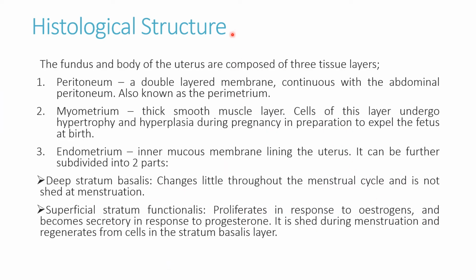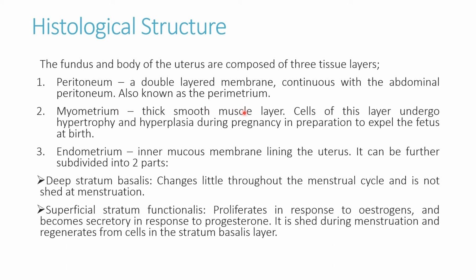So far we have seen the gross anatomy. Now let us see the microscopic anatomy or the histological structure. The fundus and the body of the uterus is composed of three tissue layers: peritoneum, myometrium, and endometrium. The peritoneum is a double-layered membrane. It is otherwise called a perimetrium. The peritoneum that covers the fundus and the body of uterus is called a perimetrium. That is the outermost layer. Then the middle layer is myometrium. It is a thick muscle layer.